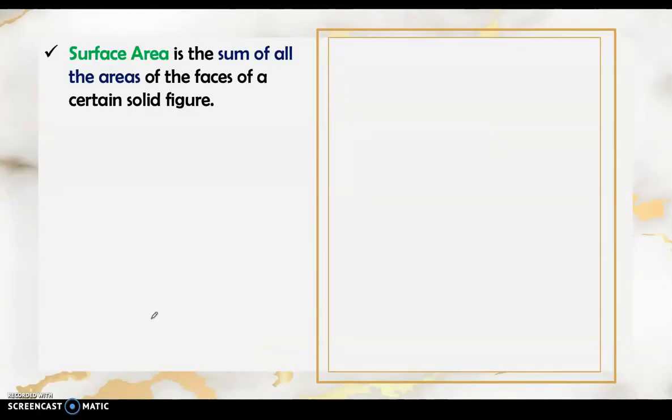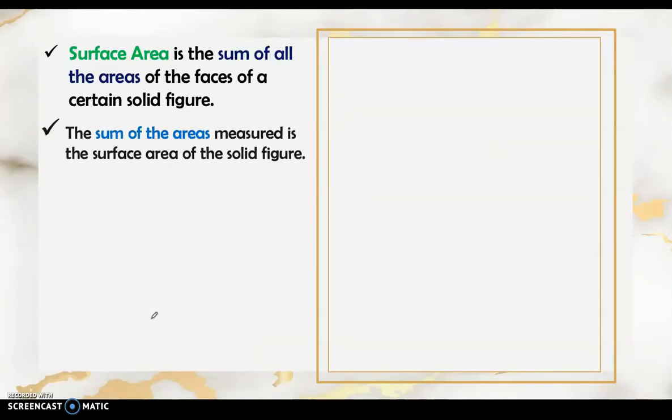Now again, going back to the meaning of surface area, it is the sum of all the areas of the faces of a certain solid figure, and the sum of the areas measured is the surface area of the solid figure. So if we have here a square pyramid, what we're going to do is find its surface area. It measures 10 centimeters for its side of the base and 14 centimeters for the height of the triangle, or the slant height of the pyramid. Note that the slant height of the pyramid is the height of the triangle.